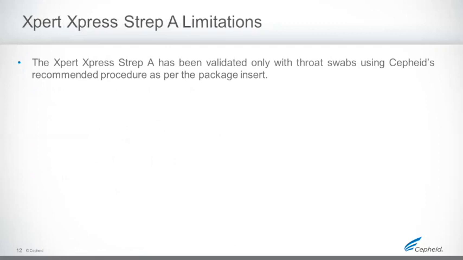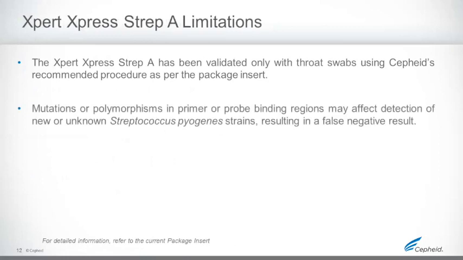Two limitations for this assay include that the Xpert Xpress Strep A has been validated only with throat swabs using Cepheid's recommended procedure as per the package insert. Number two, mutations or polymorphisms in primer or probe binding regions may affect detection of new or unknown Streptococcus pyogenes strains, resulting in a false negative result.